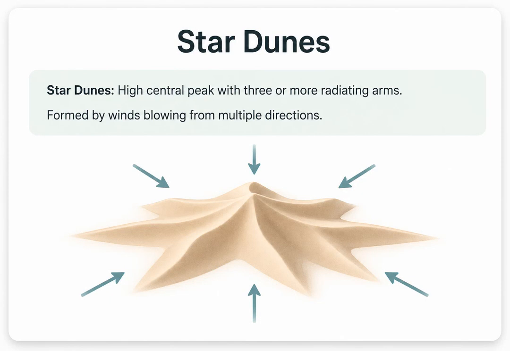When the wind in a desert doesn't blow from just one direction, but shifts around and comes from multiple directions, it creates star dunes. These are complex, massive dunes with a high central peak and 3 or more arms radiating outward. Because the wind keeps pushing sand toward the center from all sides, star dunes tend to grow taller rather than migrating across the desert floor.